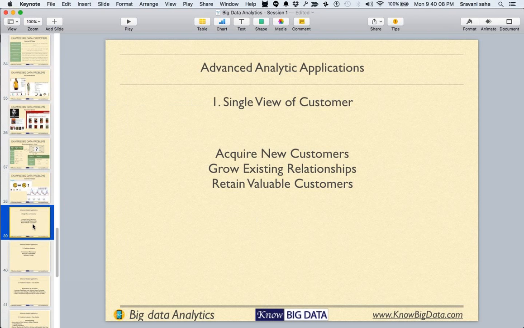All right, so that was about sentiment analysis. Yes, Aditya and Rama, you have a question for me? You've raised your hand.